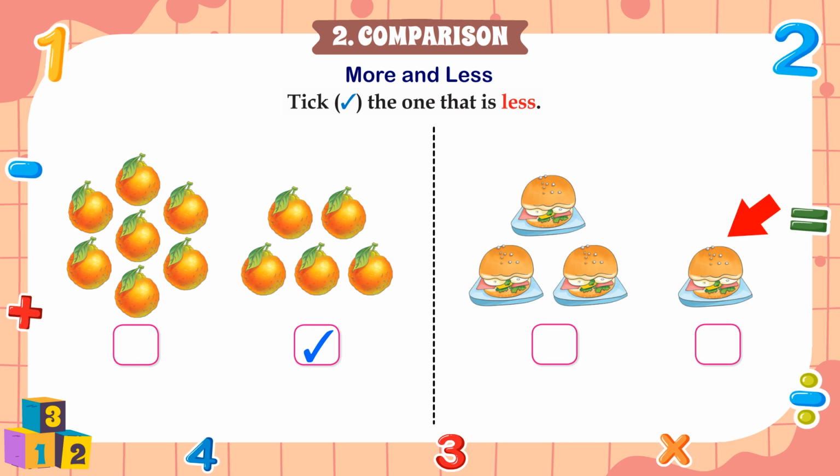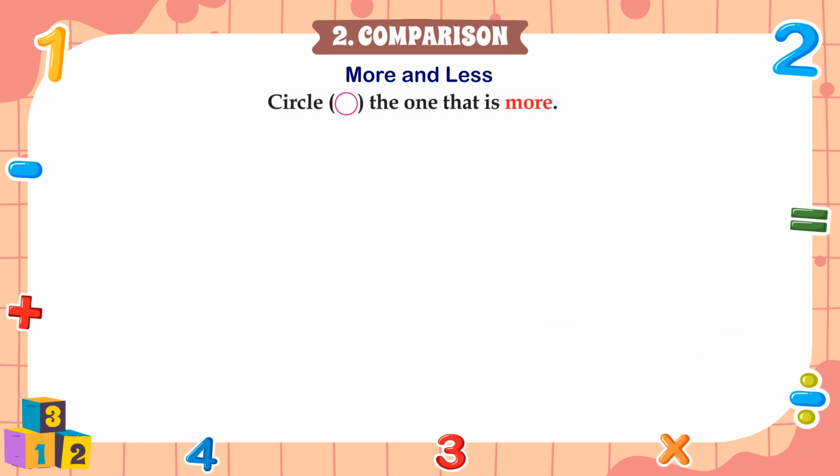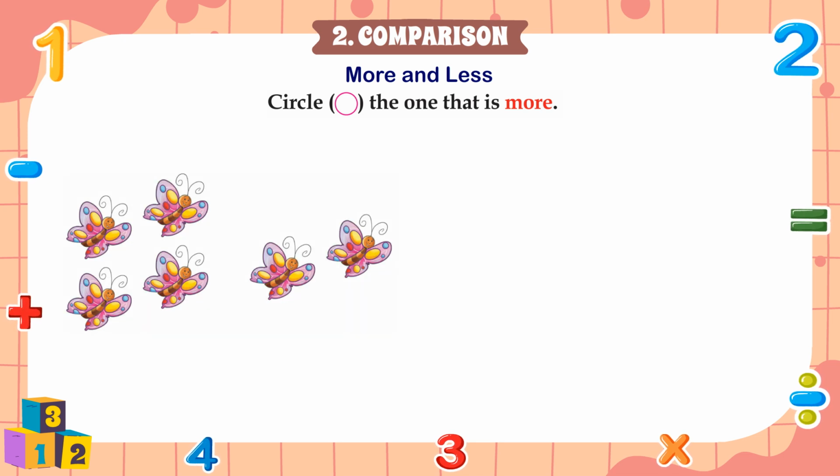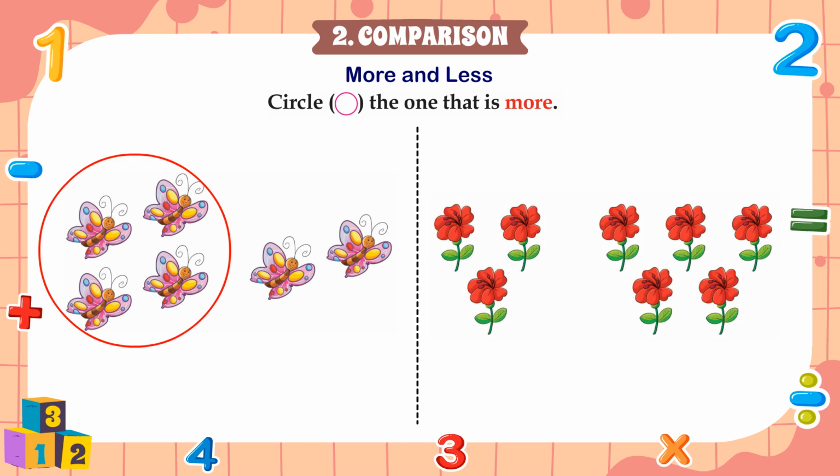Here, there is only one burger on the right. So we need to tick this box. Now let's circle the one that is more. Here, the butterflies on the right are more in number. So let's circle them. Here, the flowers on the right are more in number. So let's circle them.